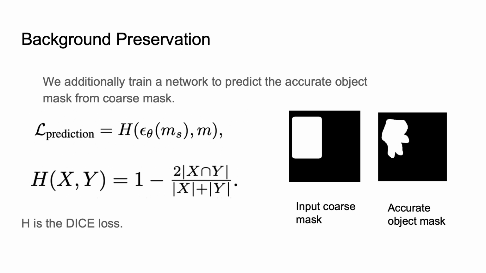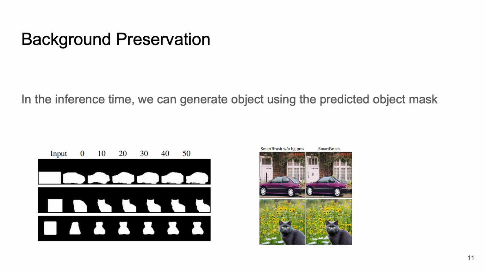For example, on the right, in the training time, we input a coerced mask. So this is a type 4 mask. Then we just add a branch. Specifically, we just add one output channel in the convolutional layer. So then this channel will be trained to predict the accurate object mask from the input coerced mask. And we use the classical dice loss to train it. Then in the inference time, we can generate objects using the predicted object mask.